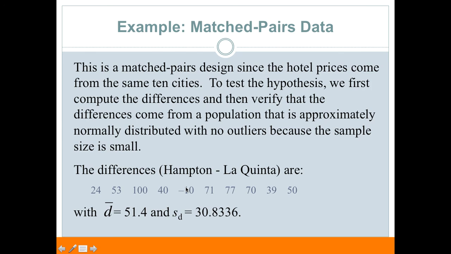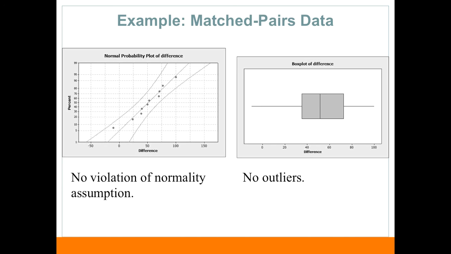Now, if you use just the descriptive statistics, you can find that d bar, that's just the average, is 51.4, or $51 difference basically, and the standard deviation is about $30.83. Now, if we take a look at a normal probability plot and a box plot, we can see that there's no violation of the normality assumption, and we have a small sample, so we want to make sure there aren't any outliers, and there are not, so that's fine as well.